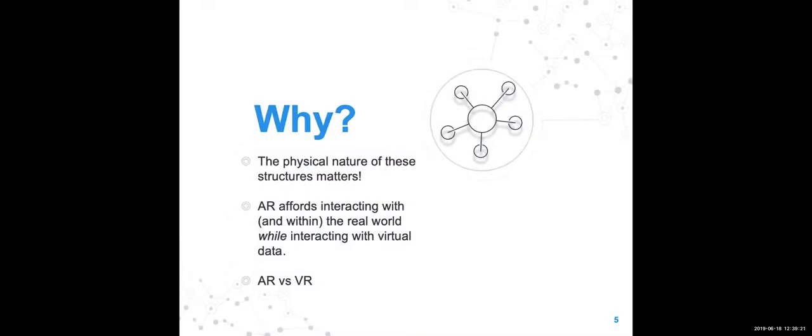So why do we want to do that? Well, I said this is an experiment, but the physical nature of these three-dimensional structures is important. It's important to understand the spatial relationships in these things. And augmented reality affords us the ability to bring those out as though they're physical models into the real world, and then I can bodily move around them.